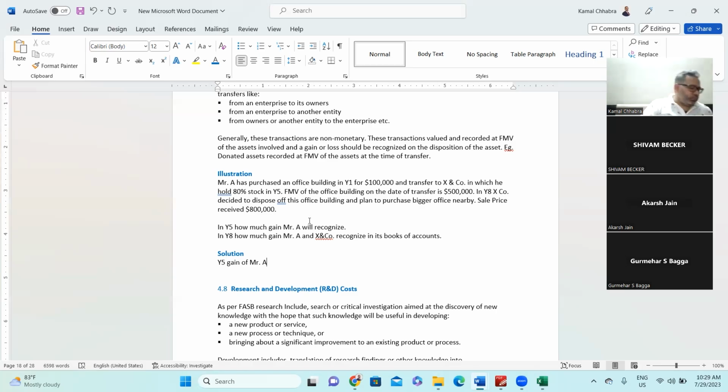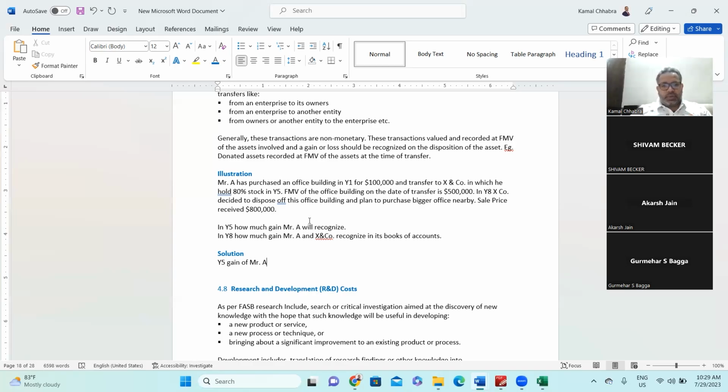So normally, like office building is being depreciated, like you have studied depreciation, 29.5 years.